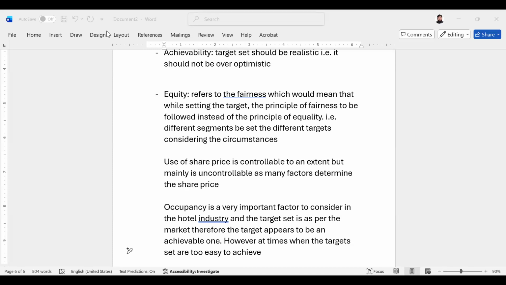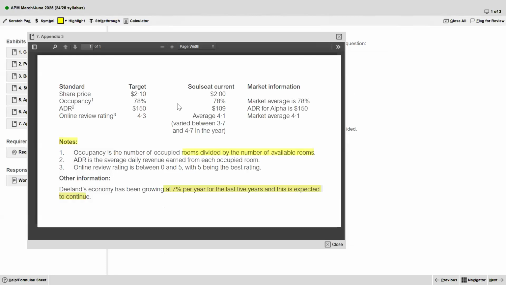So occupancy is an important factor to consider, right? It's very, very important to consider the occupancy. Now, what next is there? But see, setting 78%, market average 78%, so what? We want to be better than the market. So if the target set is at times lower, then that actually doesn't make sense.